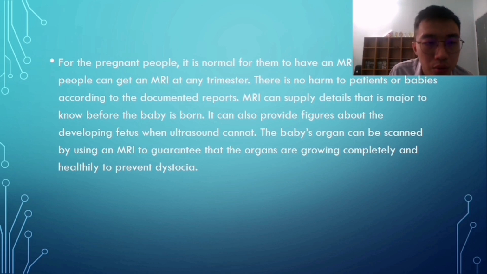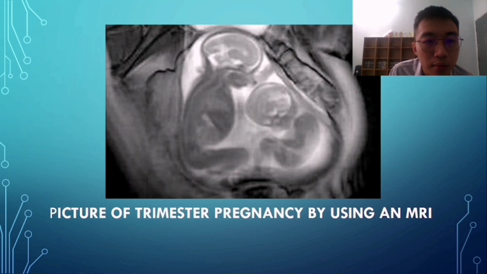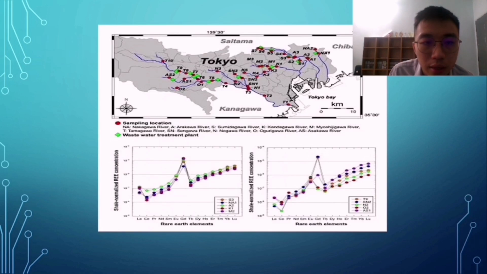MRI can supply details that are useful to know before the baby is born. It can also provide information about the developing fetus when ultrasound cannot. The baby's organs can be scanned using an MRI to guarantee that the organs are growing completely and healthily, to prevent dysautonomia. This is a picture of a trimester pregnancy using MRI.